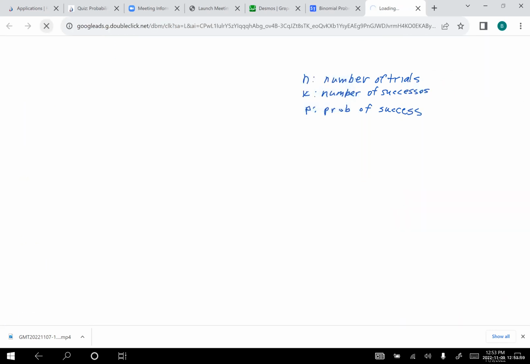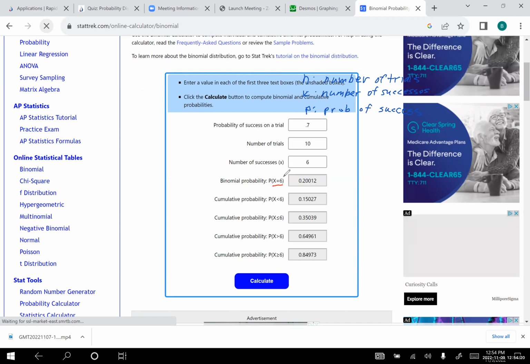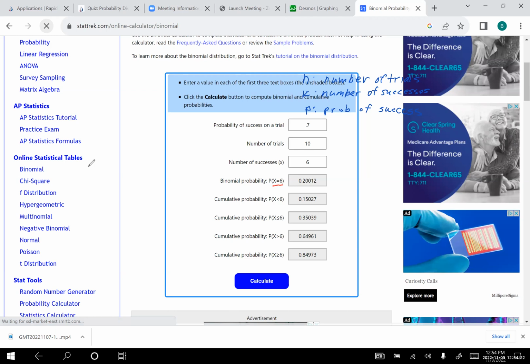Oh, I'm just going to complain about all these stupid ads. All right, there it is right there. So it gives us 5 different answers. And which one to use is determined by these. This is X exactly 6, X equal to 6. And we wanted what, 6 or fewer? I think that's what it said. Yeah, 6 or fewer. So obviously that's not what we want. This is exactly 6.